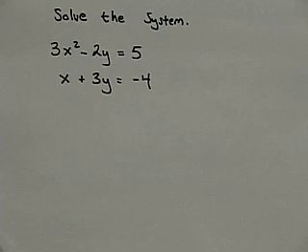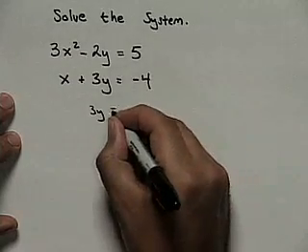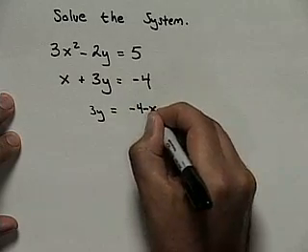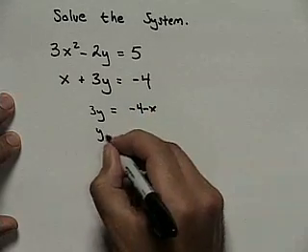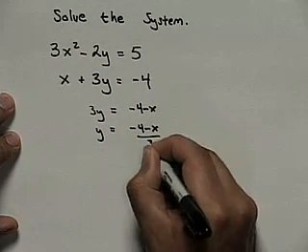Since this is nonlinear, we're going to go ahead and use the substitution method, and using the second equation, we're going to solve it for y. So, subtracting x from both sides, we'll end up with 3y equals negative 4 minus x, and then dividing both sides by 3, we get that y equals (negative 4 minus x) all over 3.